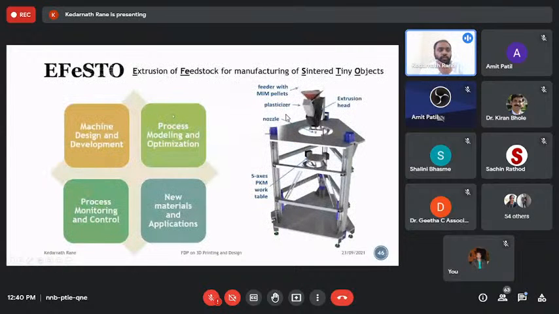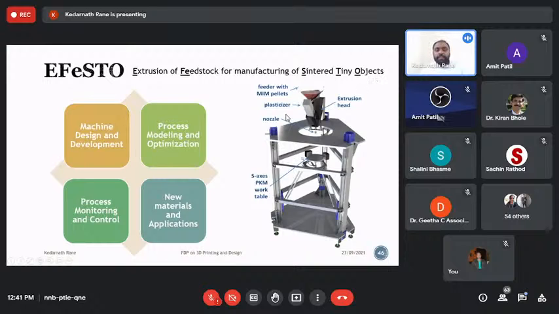So I am going to cover some of my previous work now, which is a project called Efesto. I performed this work at Politecnico di Milano during my postdoc. It is the system called extrusion of metal feedstock for manufacturing of sintered tiny objects.